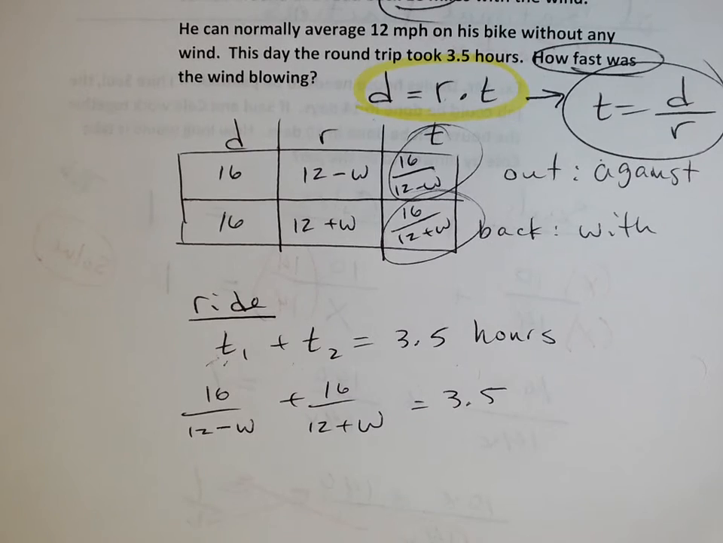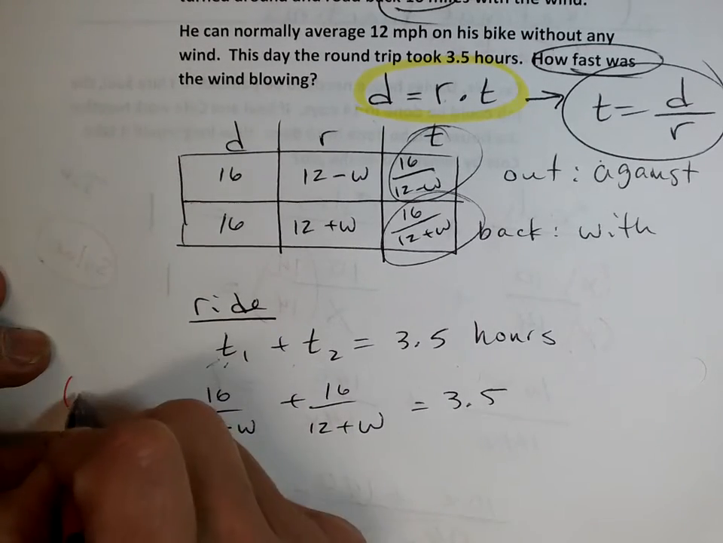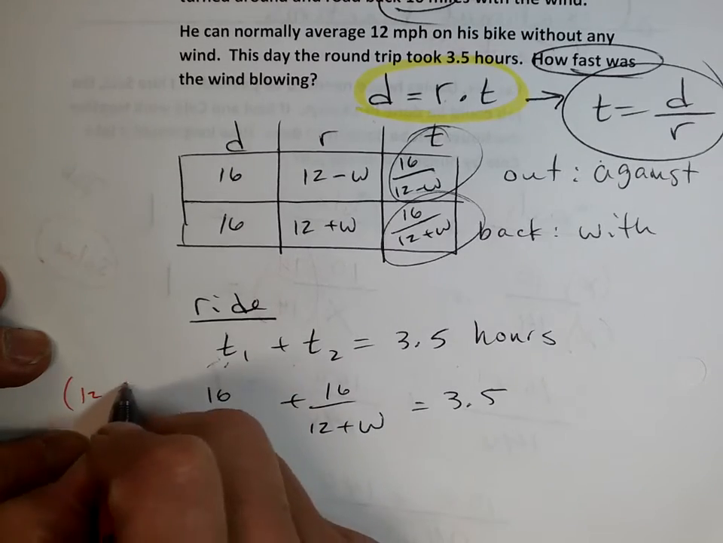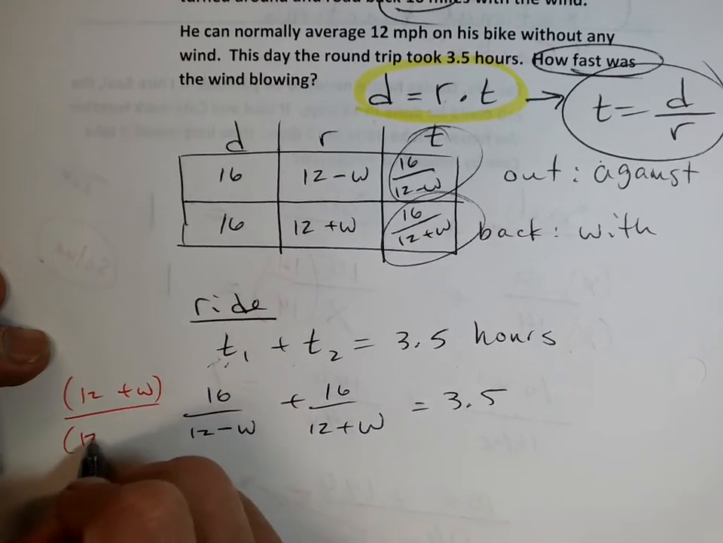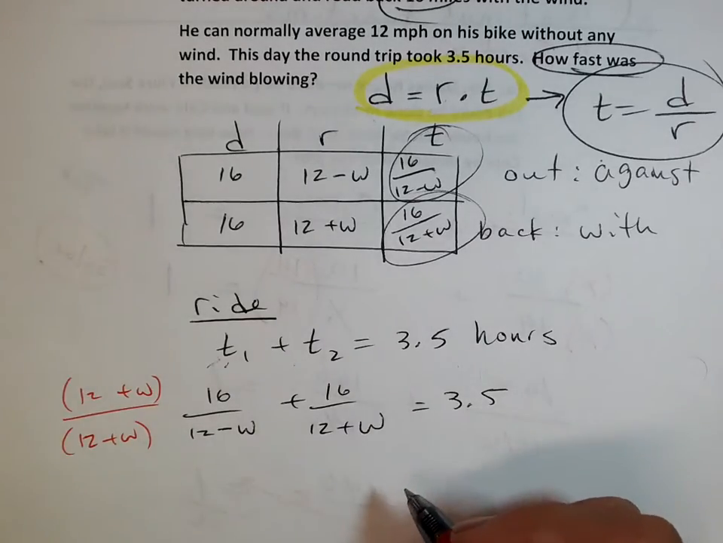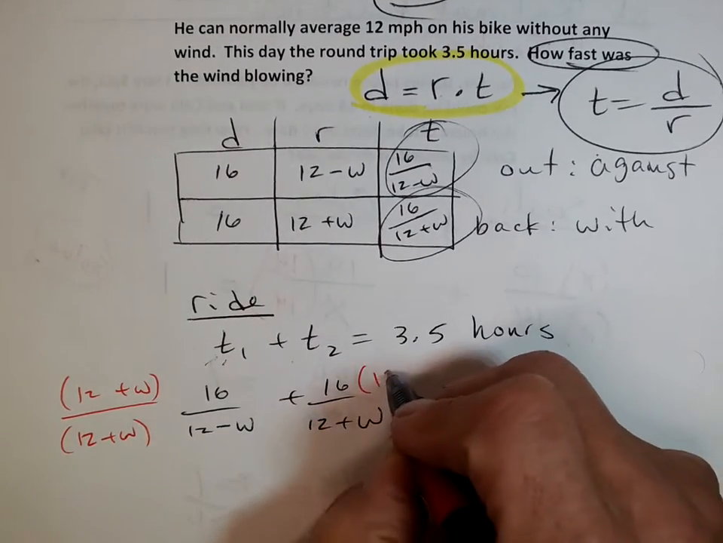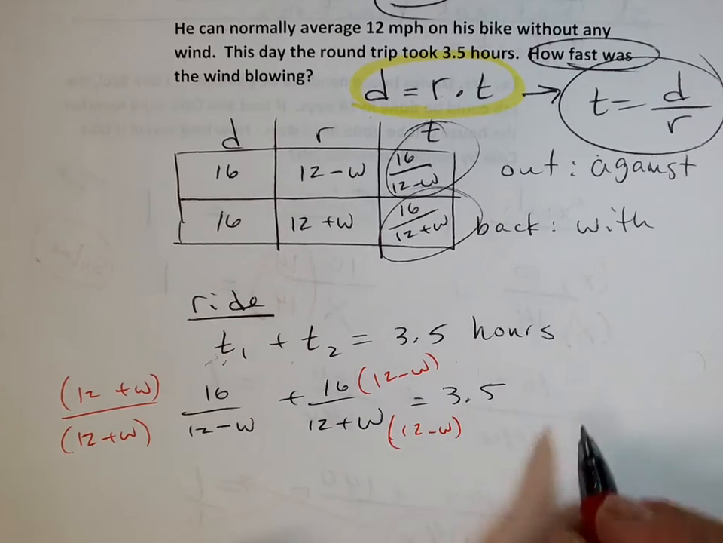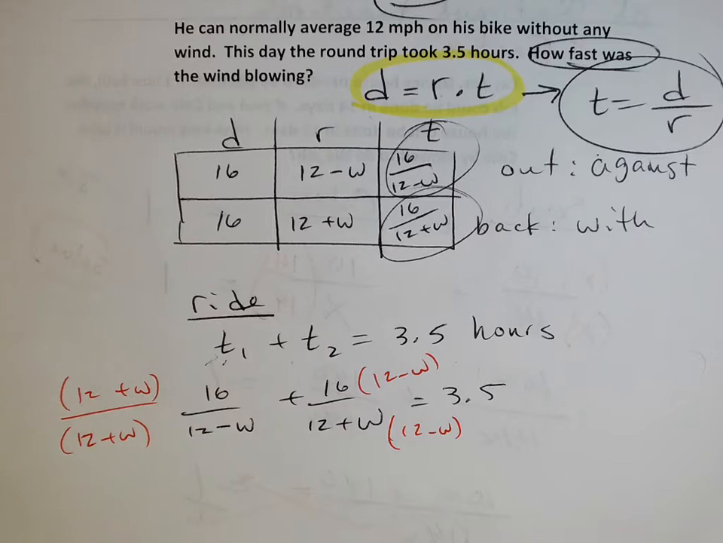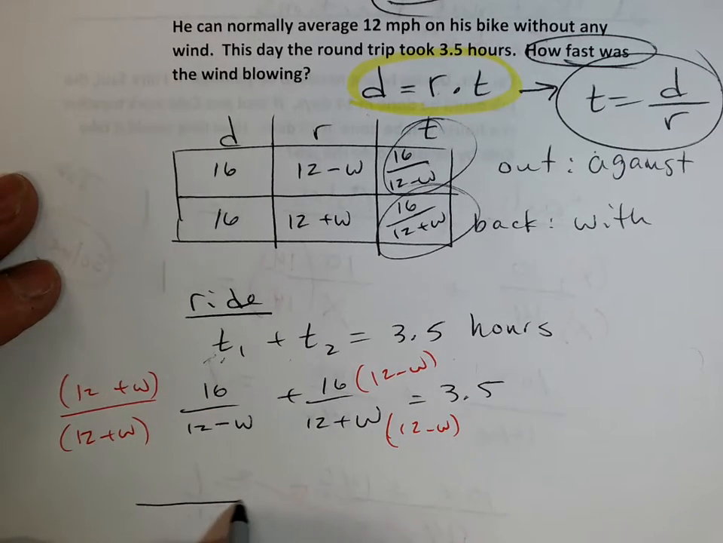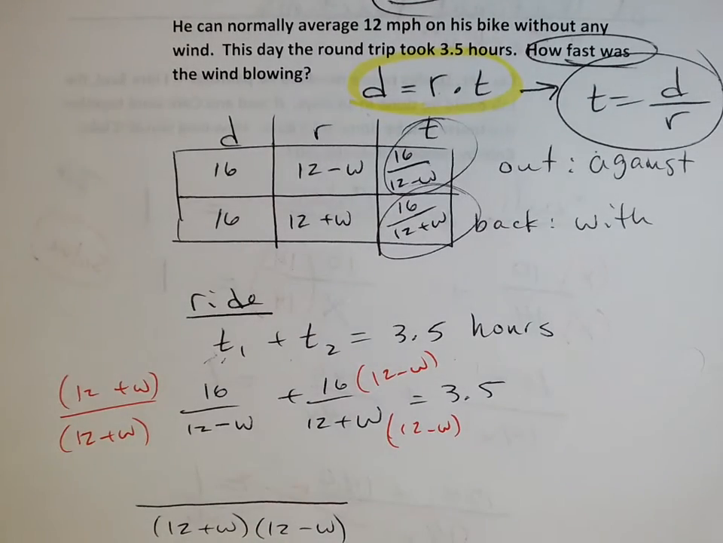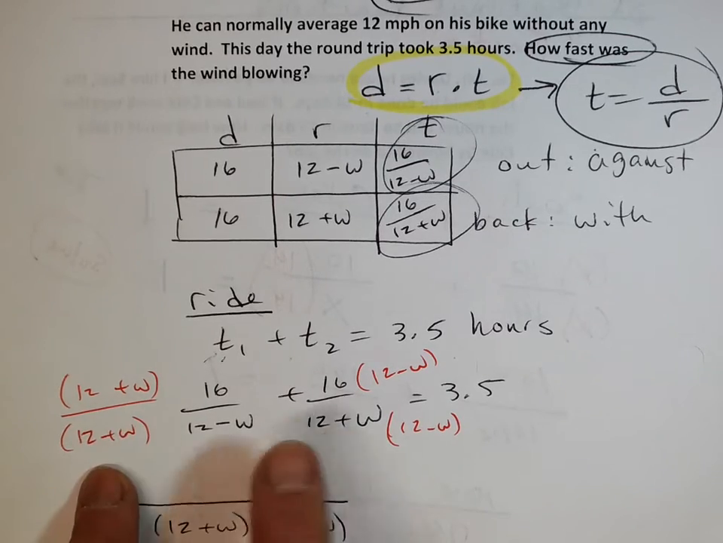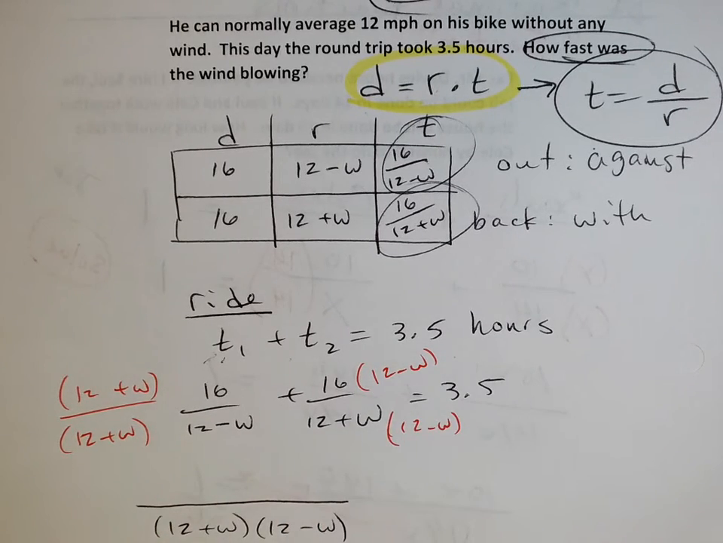So what I'm going to do is multiply this one by (12 plus W) over (12 plus W). Common denominator, right? I'm going to multiply this one by (12 minus W) over (12 minus W). We did this yesterday. Then I'll have a common denominator of (12 plus W) times (12 minus W). So I multiplied the first fraction by what this one didn't have. This is what you missed, Isaac, yesterday, okay?